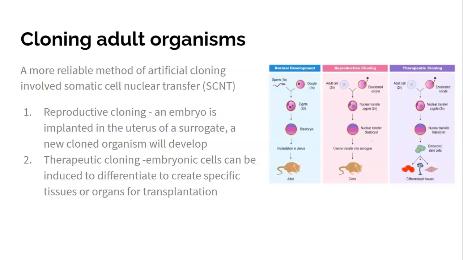And therapeutic cloning is when you take embryonic cells and you induce them to differentiate to create specific tissues or organs. And then, once you purposefully differentiate those cells, you can take those tissues or organs and transplant them into wherever they are needed. So you can make red blood cells or nerve cells or liver cells or whatever you may need.